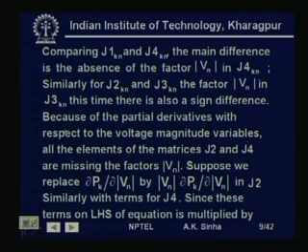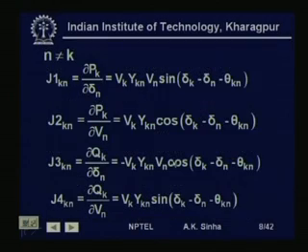Now, why is this difference coming? The difference is coming mainly because the partial derivatives with respect to the voltage magnitude variables, all the elements of matrices J2 and J4, are missing the factor Vn. That is, since J2 and J4 are partial derivatives with respect to the voltage magnitudes, the voltage magnitude term is missing in J2 and J4.